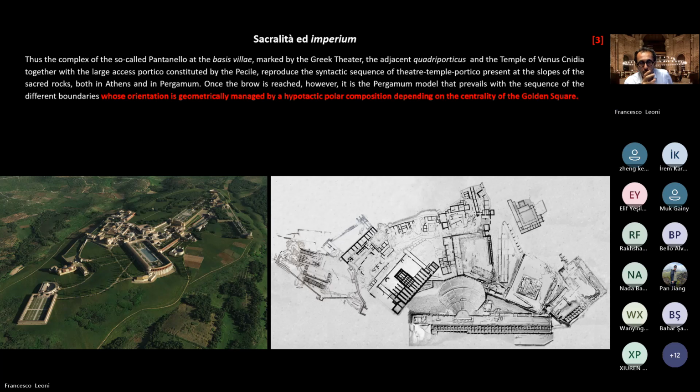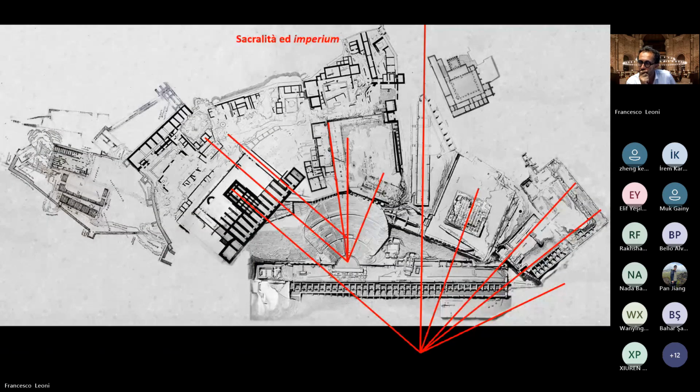Then, all the orientations of the elements and the boundaries are geometrically managed by a hypotactic polar composition depending on the centralities of different elements. So, after you have a paratactic situation, everything now is decided and managed by a hypotactic polar composition. That is something that I'm going to explain.